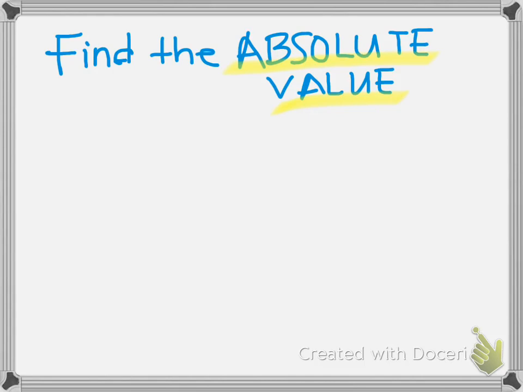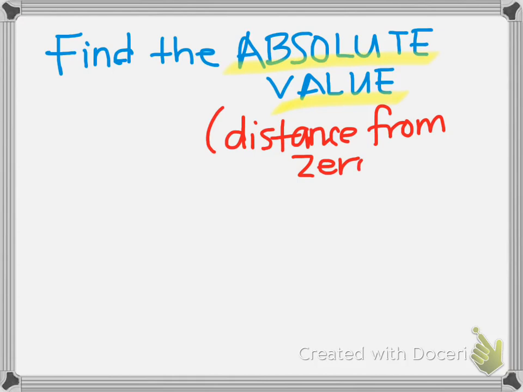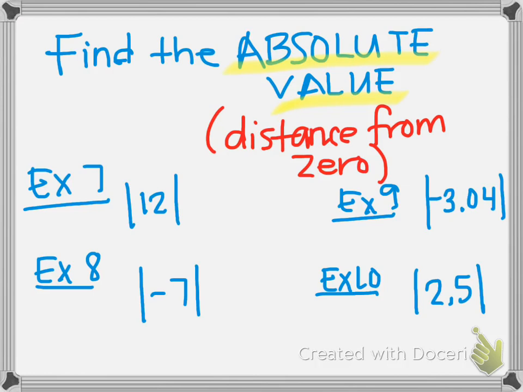Okay, now we're going to find the absolute value. The absolute value is how far a number is away from 0. So it's the distance from 0. How many spaces away is the number from 0? Okay, example 7. Absolute value of 12. So we want to know how many spaces, or what's the distance from 12 to 0, and that's 12 spaces. Absolute value is always positive when you're measuring the distance from the number to 0.